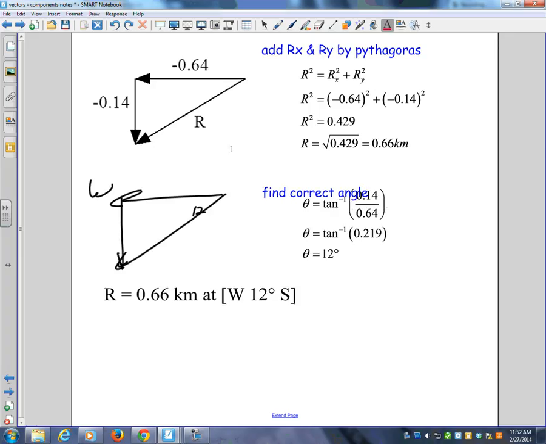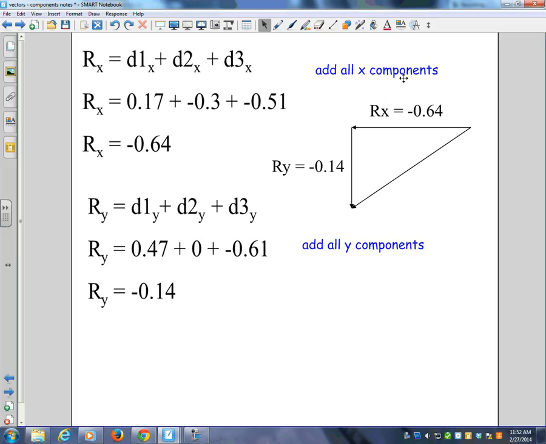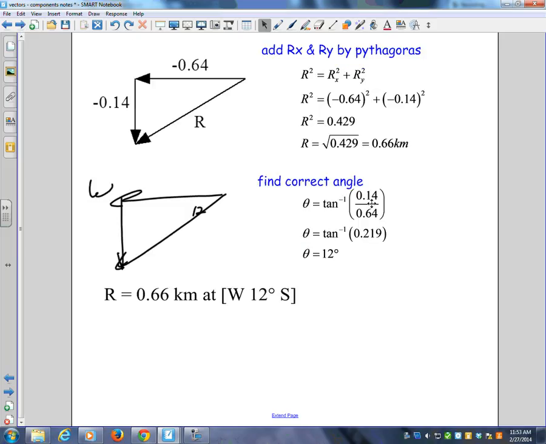Is it a good idea, do you think, to draw this picture? Yeah, probably. You pretty much need that picture to help you with the angle. It's not impossible, but it's certainly a lot easier if you know that the minus 0.64 is left. It's a whole lot easier coming up with west and south if you've got that picture, right? So once again, your steps are pretty easy. Find your x and y components for all the vectors. Add all the x components, call them Rx, resultant x. Add all the y components, call them resultant y. And add them, find the angle. When you put it that way, it's pretty simple.